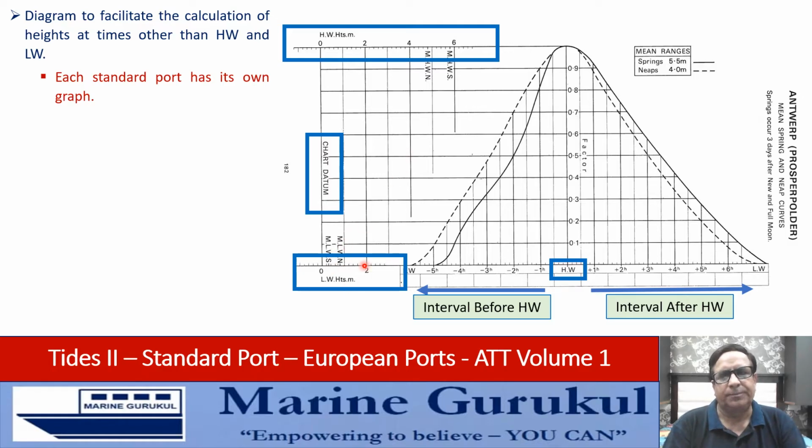Then out here we have something marked as mean ranges, and if you see against the spring range, which in this case is 5.5 meters, you have this bold line. That means the bold line here represents the curve for the spring range, and likewise this broken line, where the neap range is 4 meters in this case, represents the curve for the neap range.